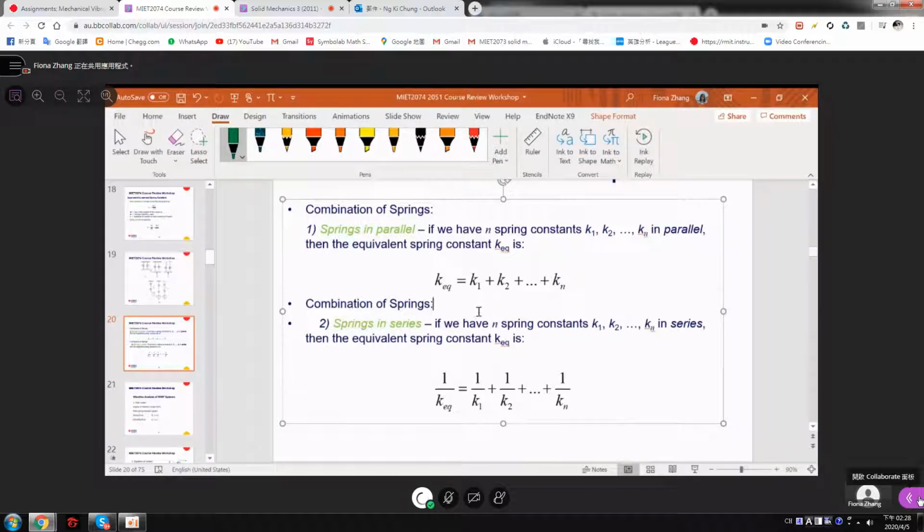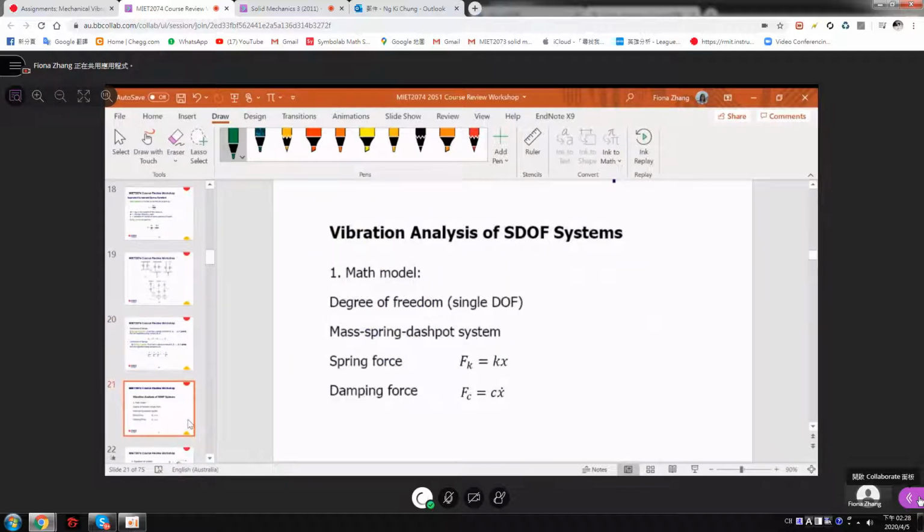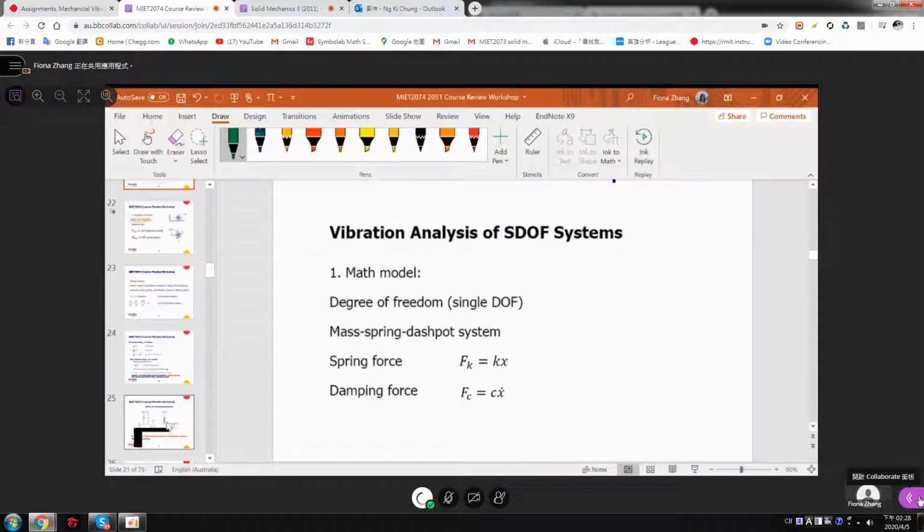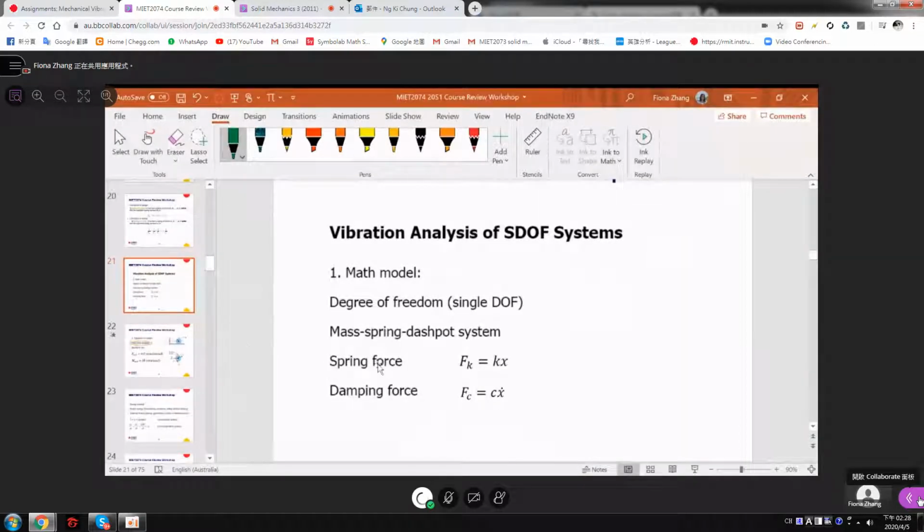If we have more than one spring, any questions so far? Probably we will just go on, and we will leave the examples for the next session. Now because you have already learned this, we will go through and review some basic concepts. We are first dealing with single degree of freedom systems.